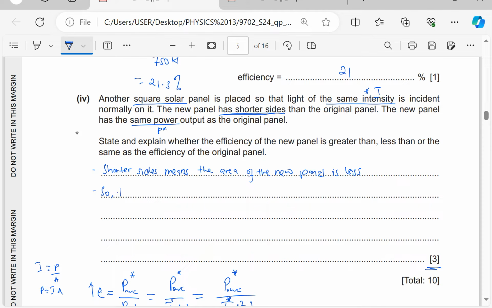So the input power, remember the input power depends on the length or the area or the side squared. The input power of the new panel is less than the input power of the original panel.